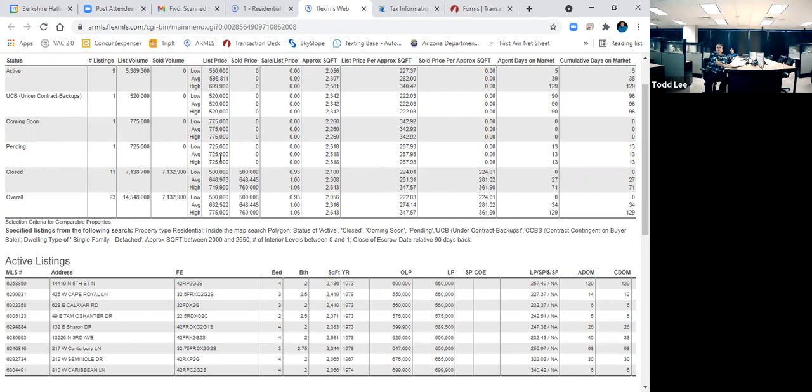Under contract 520, coming soon 575. Closed, they're between 500 and 750. The average price is 650. So I'm thinking, just based on what has sold in there, this is probably going to sell at least in the upper 5s, maybe low 6s, depending on the condition of the house, just based on the square footage. Again, that's a 2,300 square foot that sold for $281 a square foot. So if I take $281 a square foot times my 2,400, I would come up with probably low 6s is what I would think that it would be worth.